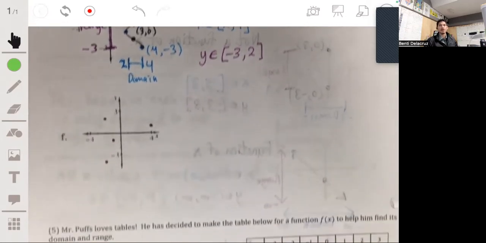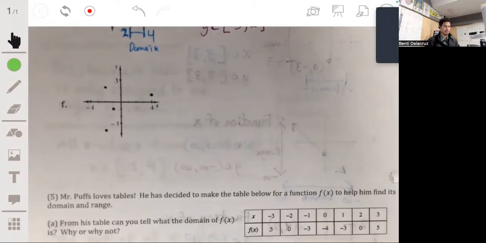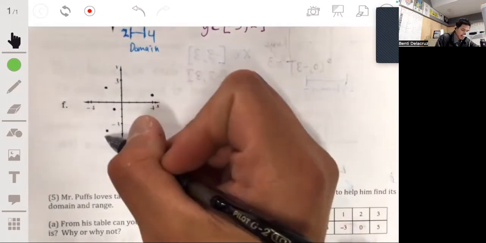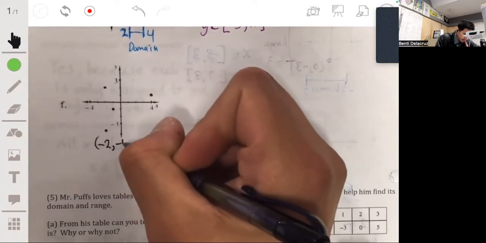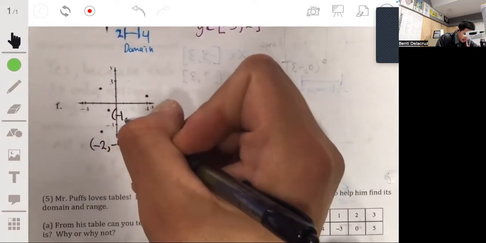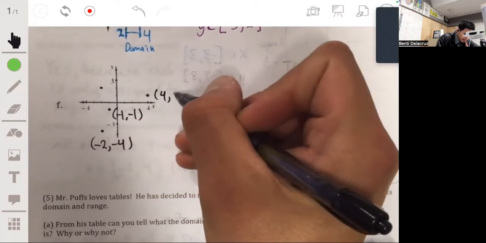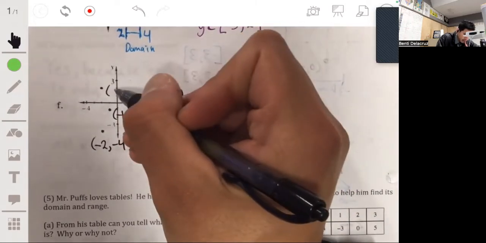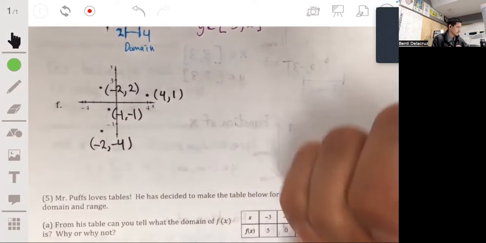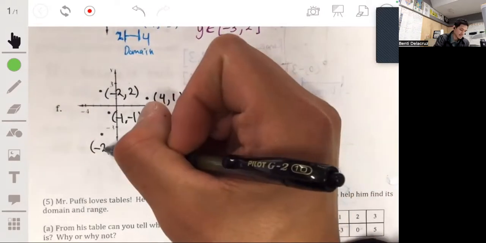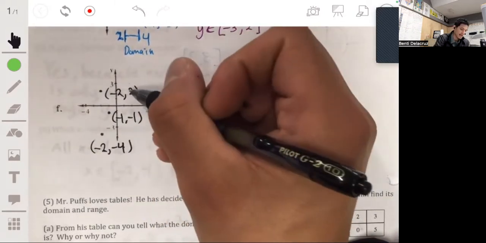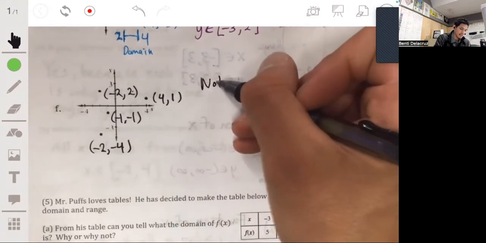All right, and last one. Here we have a scatter plot, it seems. So let's start off by labeling the coordinates of these points so we can see it more clearly. So that'll be -2, -4. That's -1, -1. That's 4, 1. And this is at -2, 2. Now, this is a scatter plot, we say a discrete graph. And this would not be a function of x because we have the x value -2 being paired up with -4 and 2. So it's not a function of x.